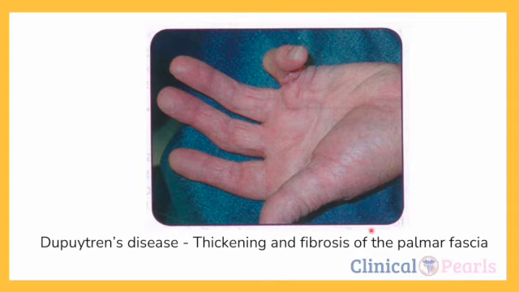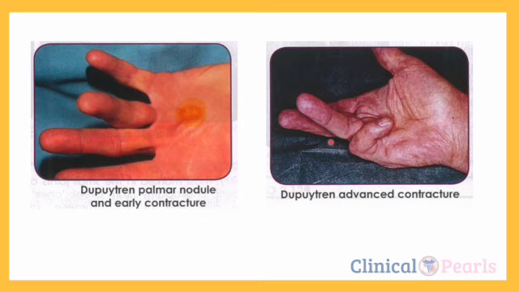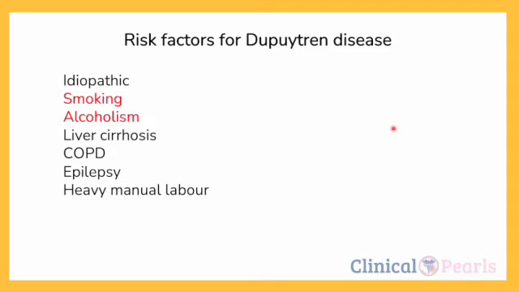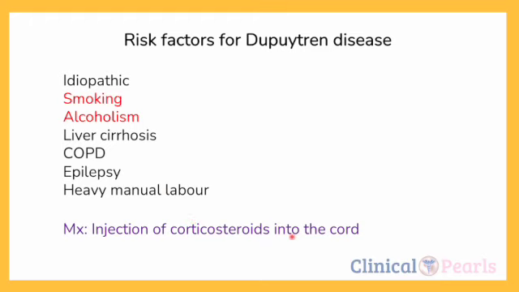This photo is Dupuytren's disease, which is the thickening and fibrosis of the palmar fascia. The succeeding photos will show the severity of the disease. This is Dupuytren palmar nodule and early contracture. The next one is the advanced contracture. Remember the risk factors for Dupuytren disease. Primarily, it is idiopathic. However, you should also note the history of smoking, alcoholism, liver cirrhosis, COPD, epilepsy, heavy manual labor, for which the management is corticosteroids straight into the cord.